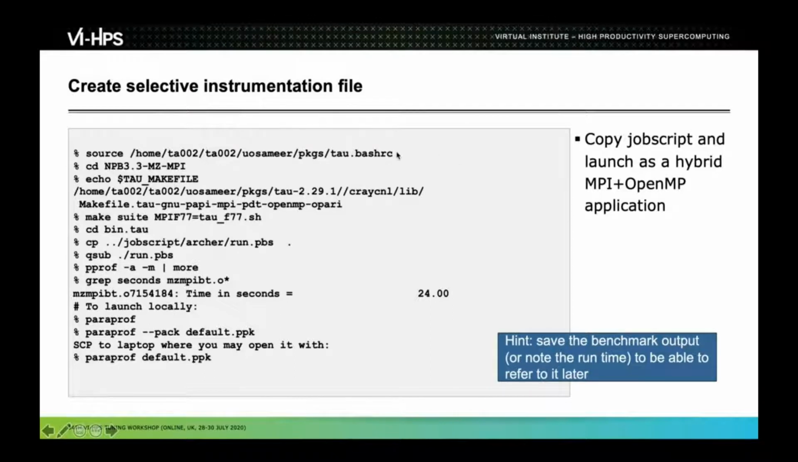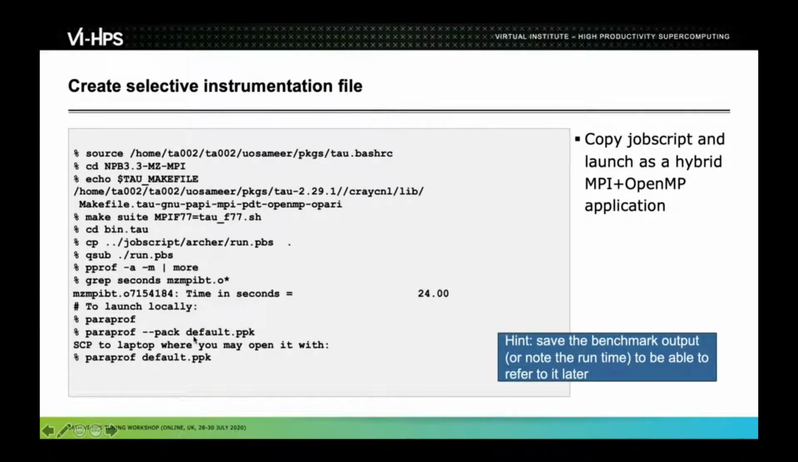We first of all sourced our tau.bashrc. I hope you will be able to do that. If not, we'll just do that real quick today. Go to the NAS parallel benchmark directory. This should be already set for you when you source this. And then make suite with this. Go to the bin.tau, run this job, generate the data, and you'll see that initially it took about 24 seconds instead of about 20 seconds.